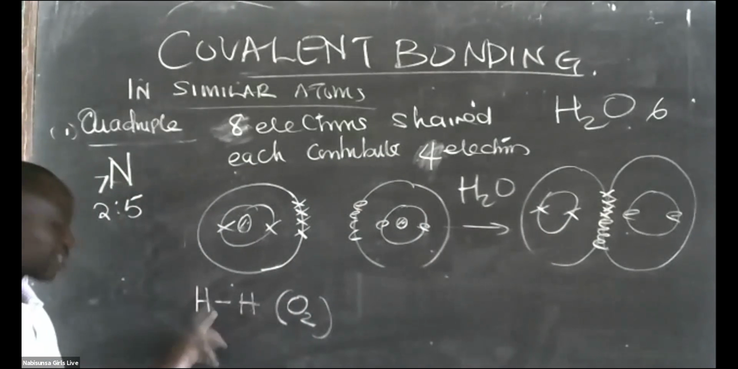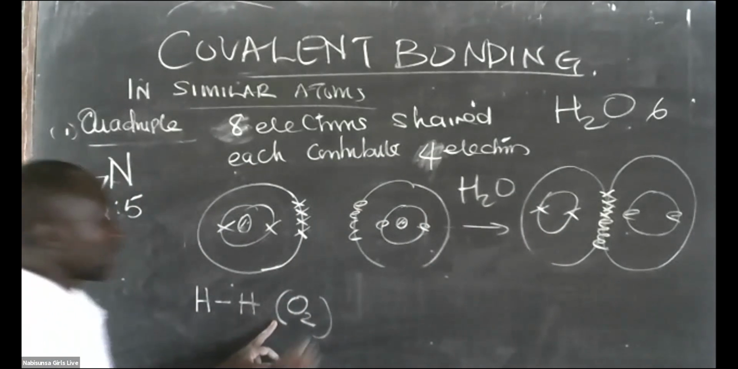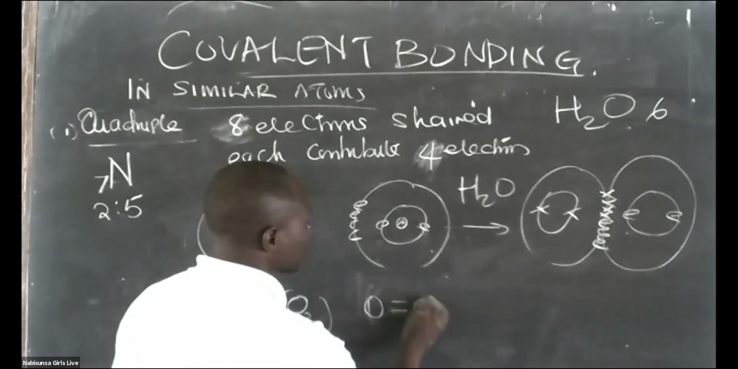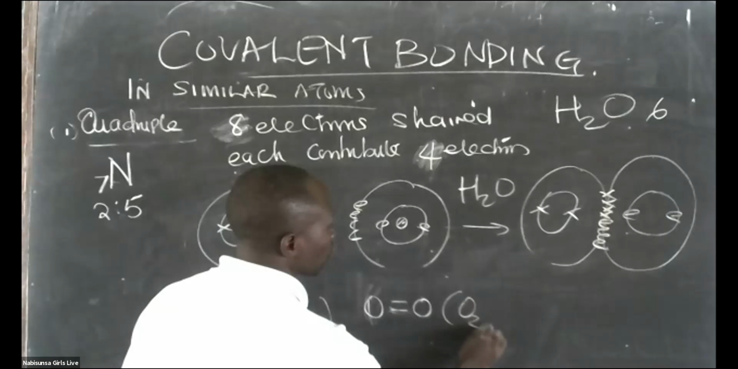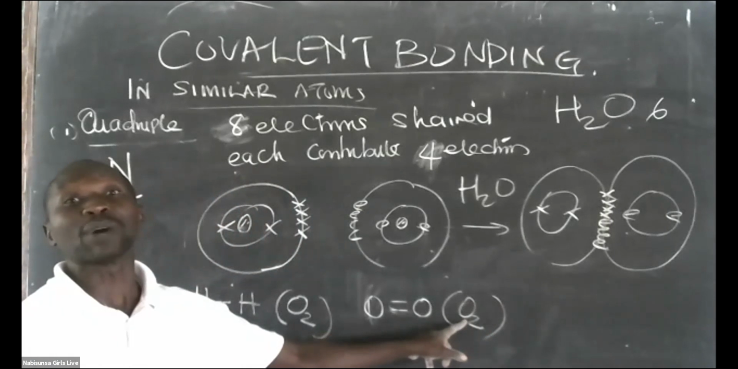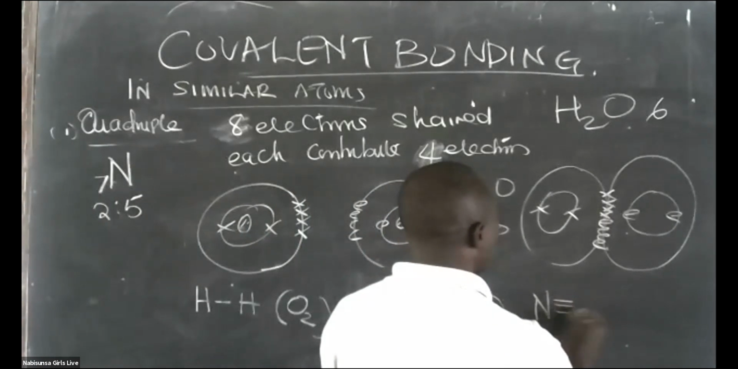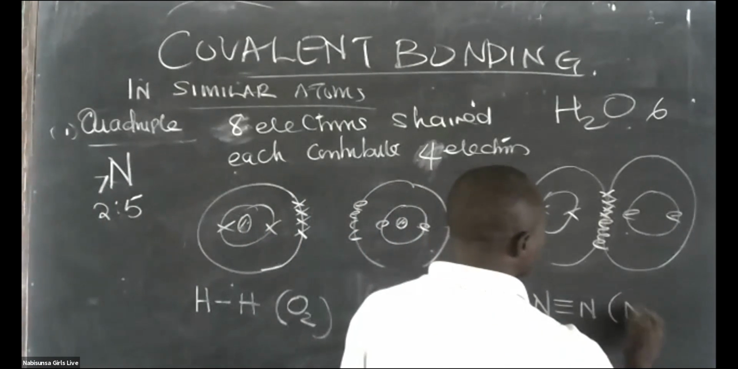Hydrogen, hydrogen single bond, oxygen. There is also oxygen double bond oxygen, we write it as O2. We don't show the bonds when we are writing the molecule. Likewise, I say nitrogen triple bond nitrogen, we write it as N2.